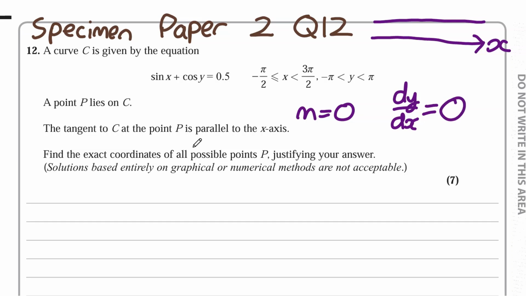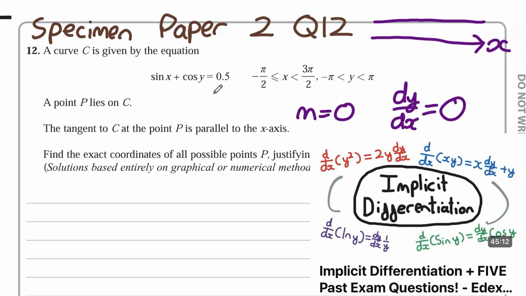This is useful to us because we can differentiate this equation in order to find dy over dx, then set it equal to 0, and then we can find the x and y values for the point P. So we need to differentiate this equation. Now as we have an equation that involves both x and y terms, the easiest way to differentiate this is using implicit differentiation. So let's differentiate both sides of this equation.